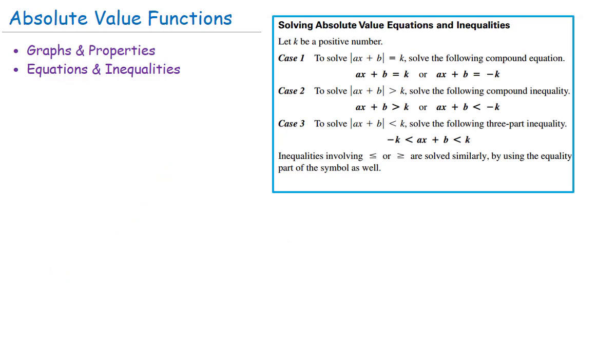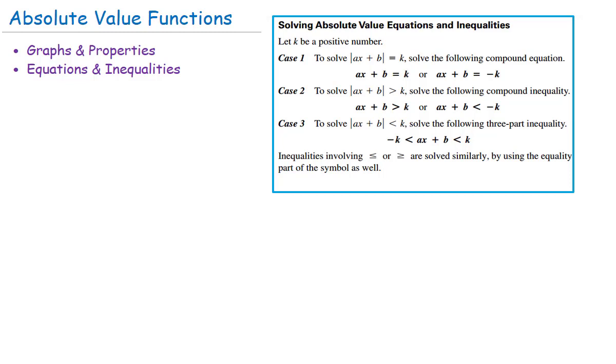So the last things we're going to talk about are our different cases involving absolute values for equations and inequalities. Case 1 is if there's an equal sign, and cases 2 and 3 are if there's inequalities, and it depends on which way they point for which case we're talking about.